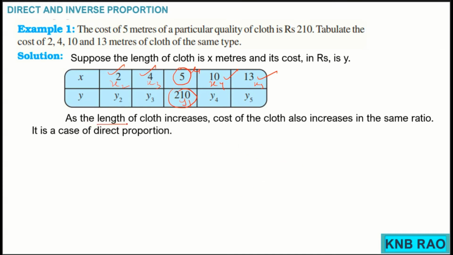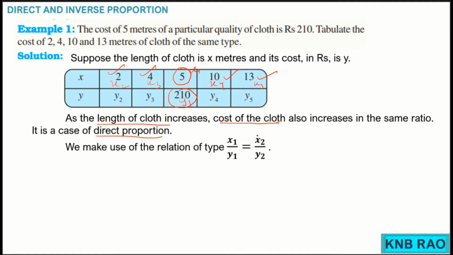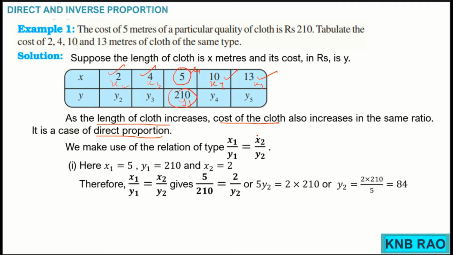As the length of the cloth increases, the cost of the cloth also increases, obviously. So the relation between the length of the cloth and the cost of the cloth is directly proportional. They will be in the same ratio, because we use the formula x1 by y1 equals x2 by y2, as x and y are directly proportional. Here x1 is 5, y1 is 210, therefore if x2 is 2, what is the value of y2?